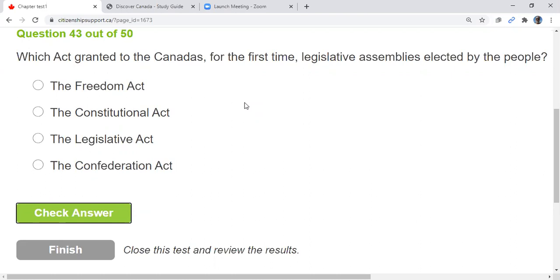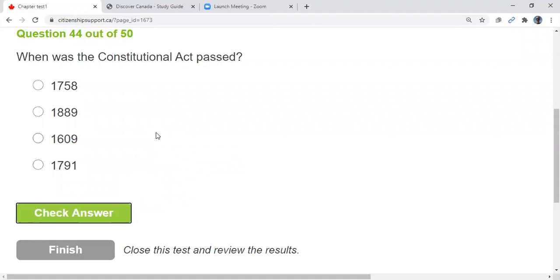Rashid, would you like to do this one? Okay. Which act granted to the Canadas for the first time a legislative assembly? Okay, freedom act. It's the Constitutional Act. Yeah, very good, the Constitutional Act. Very good. And then let's see. Zaniba, would you like to do this one?